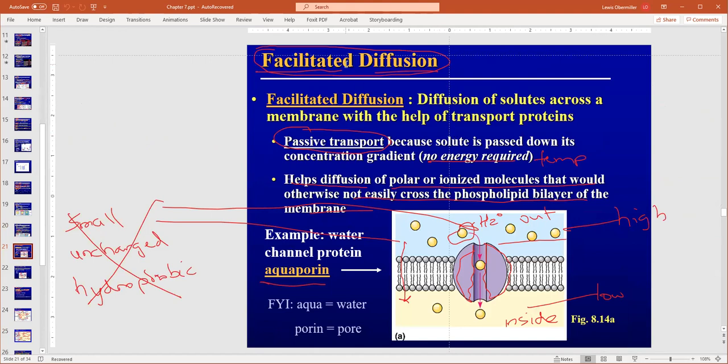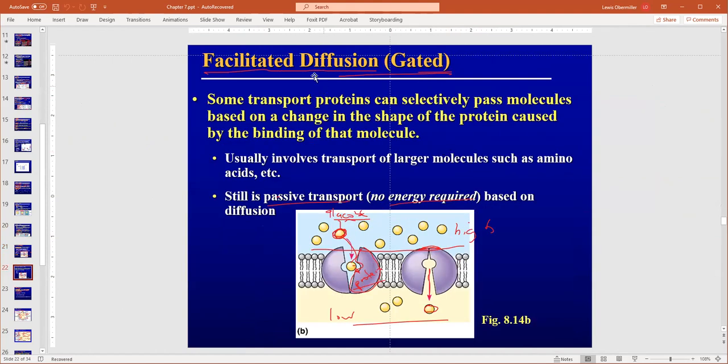Okay, so we have facilitated diffusion. That's when we have a channel and things go from high to low. Remember, some things can pass through the membrane, but they have to be small, uncharged, and hydrophobic. We can have gated diffusion, so remember, when one molecule binds to another, it changes its shape. So that's why it's open on the outside here. When it binds, it's closed on the outside.